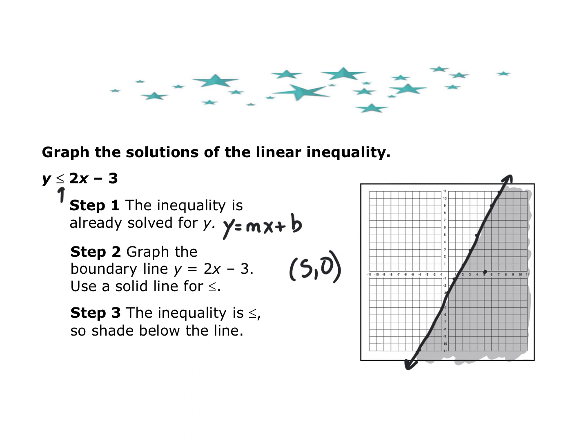So when we do that, let's plug it in. So our y is 0 and our x is 5. So 0 is less than or equal to 2 times 5 minus 3. So I get 0 is less than or equal to 10 minus 3. So I get 0 is less than or equal to 7. Now, because 0 is less than or equal to 7, we know we shaded the correct way, because that is a true statement.